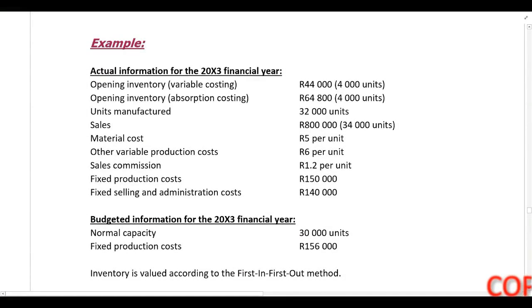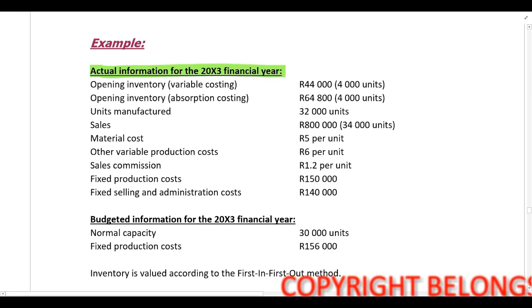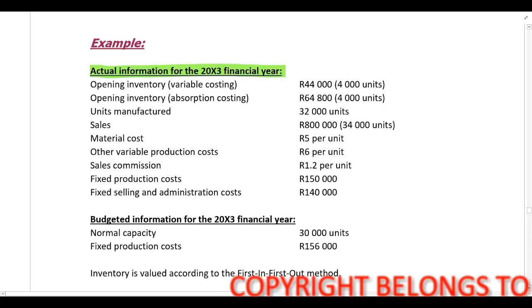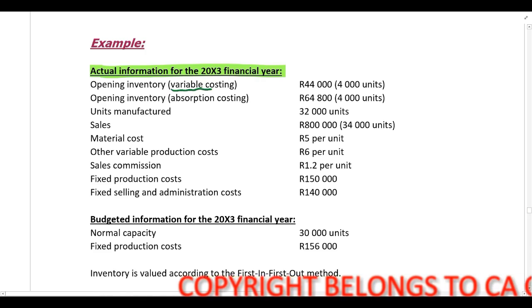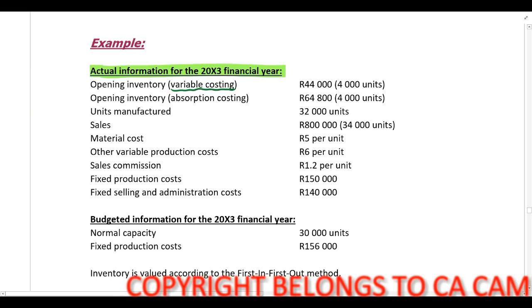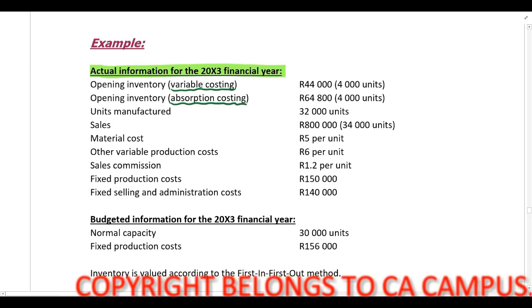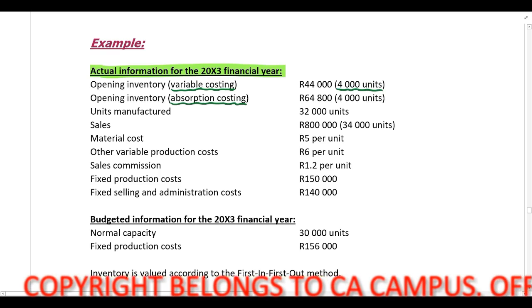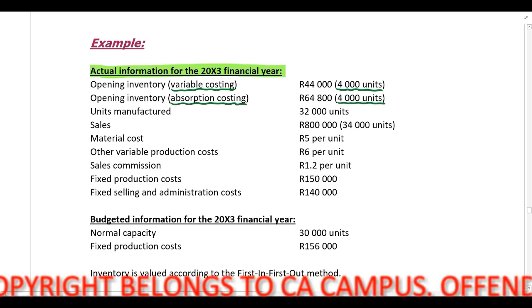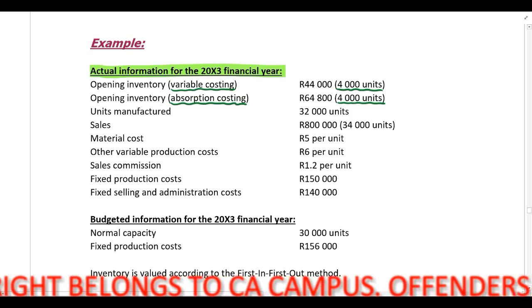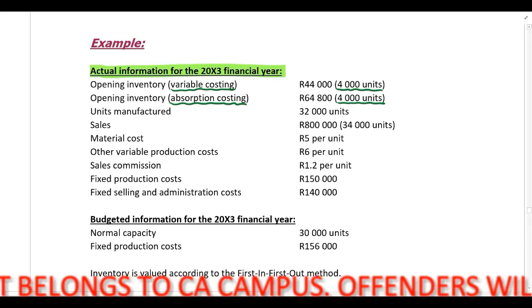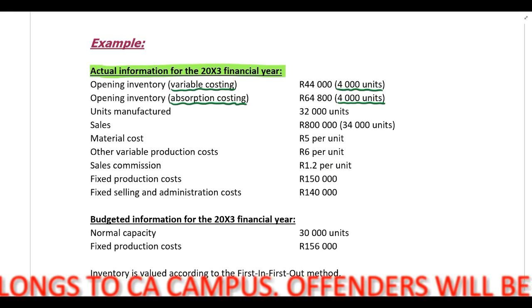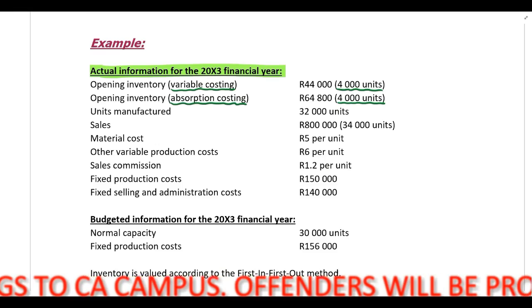We are now going to work through an example to make sure that you are happy with everything that we covered in this lecture. So in this example, we are given actual information for the 20X3 financial year. We have the opening inventory for variable costing and also the opening inventory for absorption costing. For both, you can see we have 4,000 units sitting in opening inventory. However, you can also see that the rand values of opening inventory are different for variable costing and absorption costing.